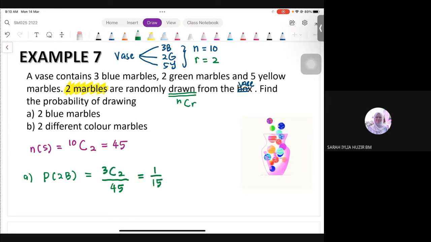Okay. Settle. Itu simple. Awak kena nampak, kena pakai combination nCr. Kalau awak faham yang tu kena pakai nCr, then tak ada masalah lah. Okay je. Alright. Second question.